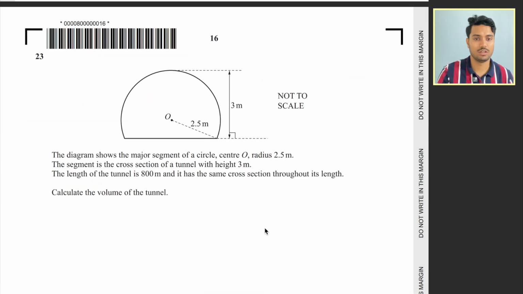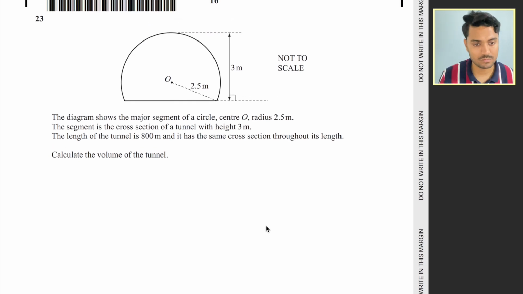Let's move ahead to question number 23. We have a diagram. It says the diagram shows the major segment of the circle, center O, radius 2.5. The segment is a cross section of a tunnel with height 3 meter. The length of the tunnel is 800 meter, and it has the same cross section throughout its length. Find the volume of the tunnel.